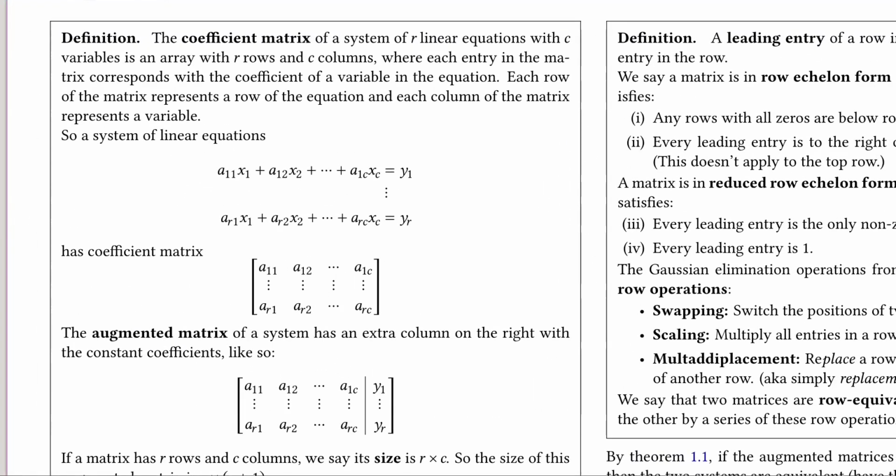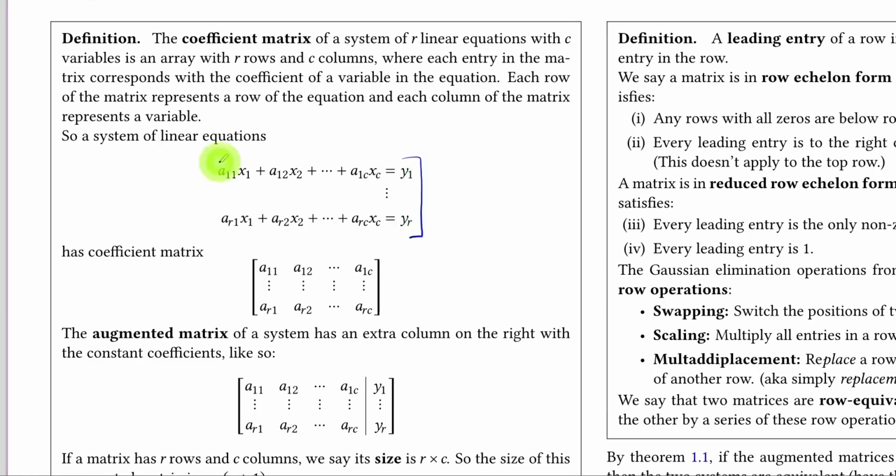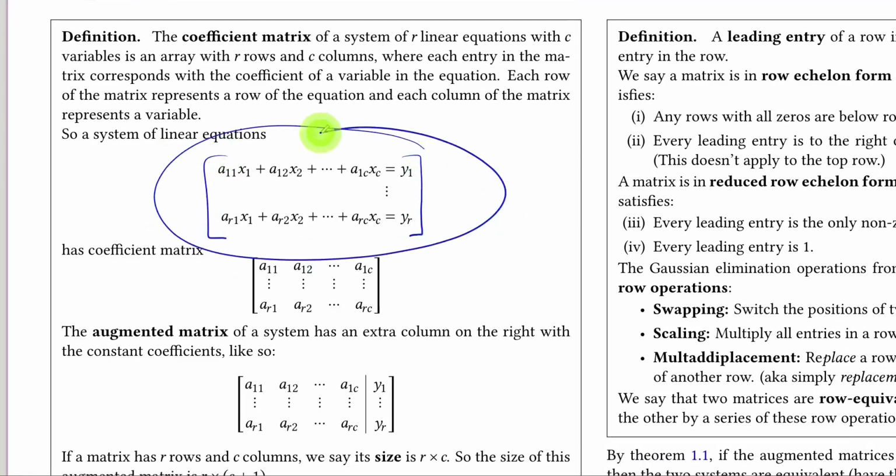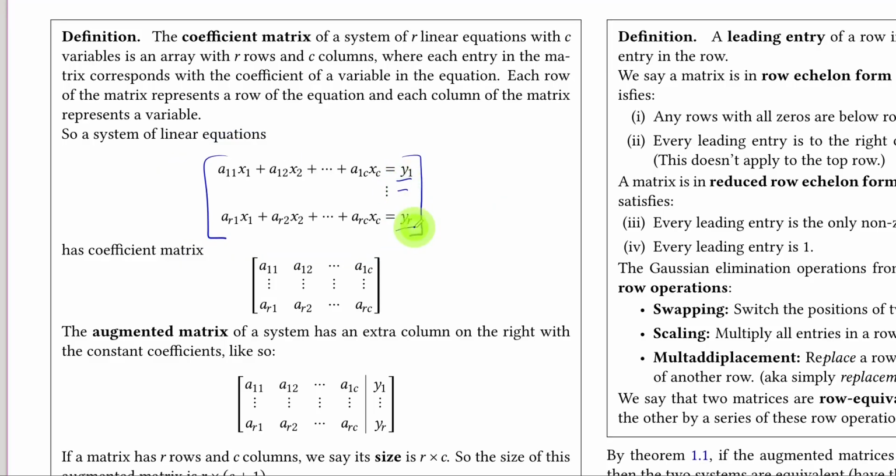So we're used to having a system of equations written like this, where we start with equation 1, and there's maybe equation 2 in there, up to equation r, however many equations there are. And if it has c different variables, there's x1, x2, however many in between, up through xc. Those are all your variables.